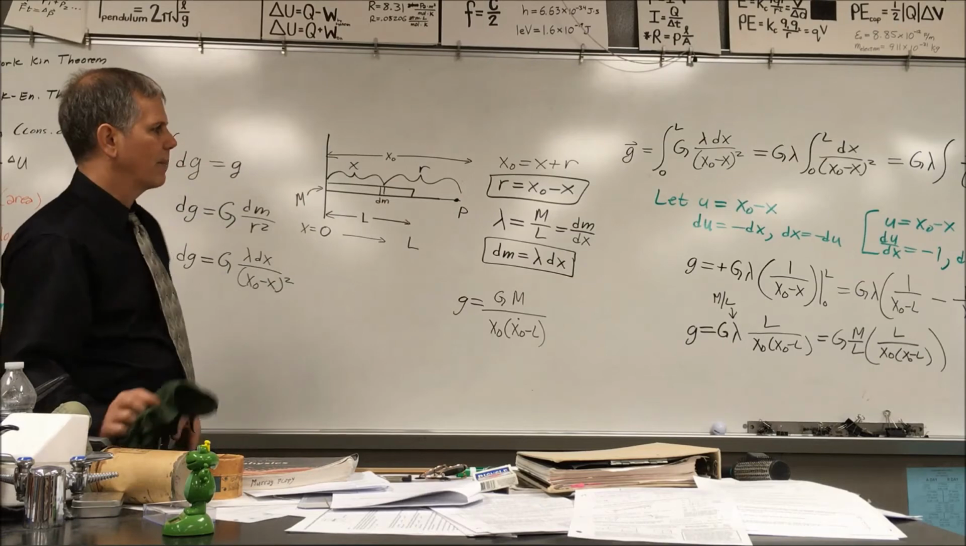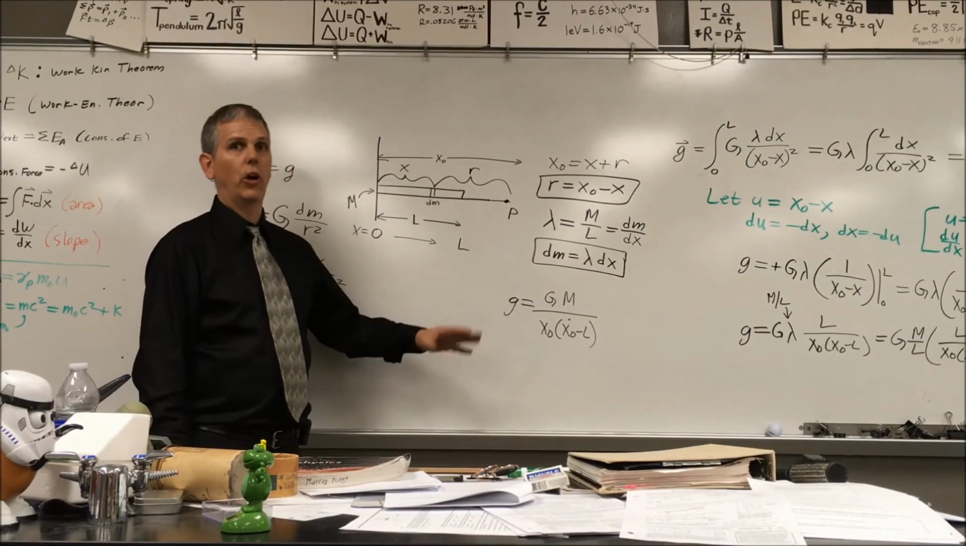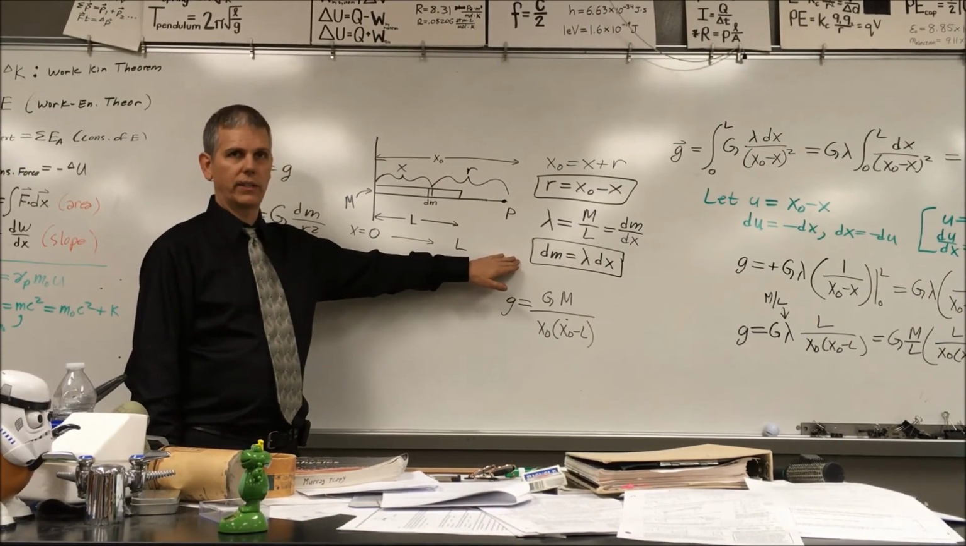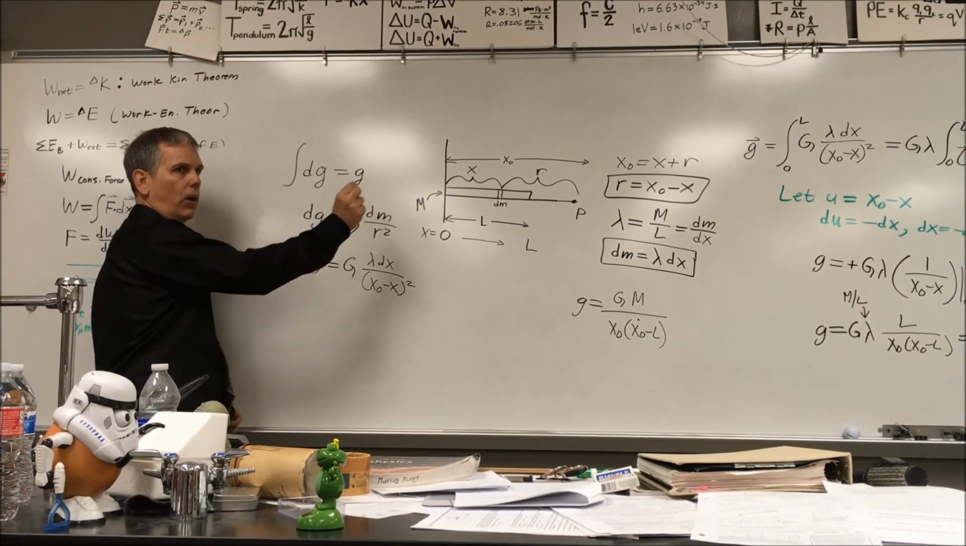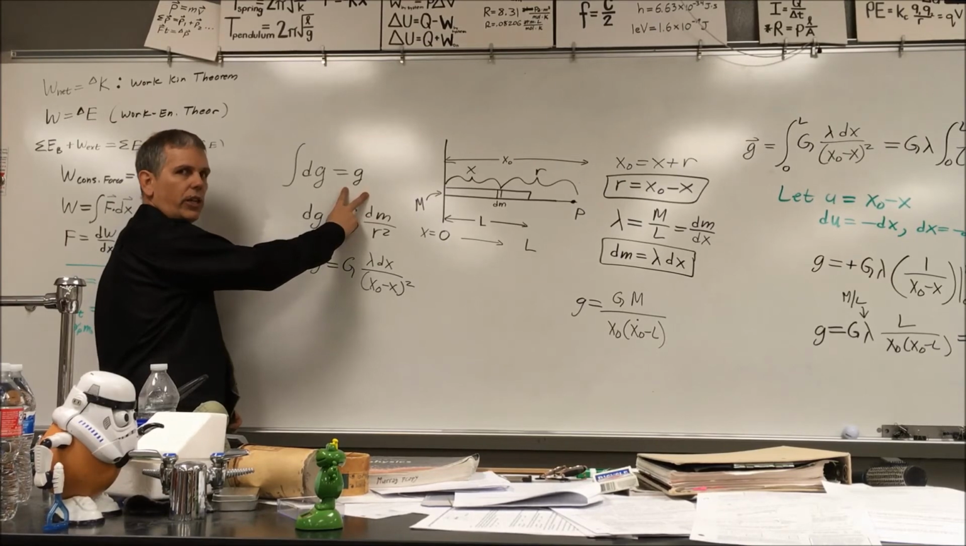Once again, as a recap, the most important thing that most people don't know how to do is this with the line densities. Also, in all cases, we're going to start with a little dg from a small little dm, and we're going to calculate g.